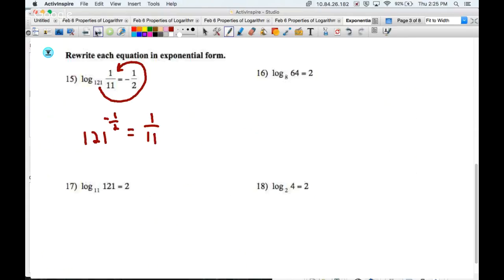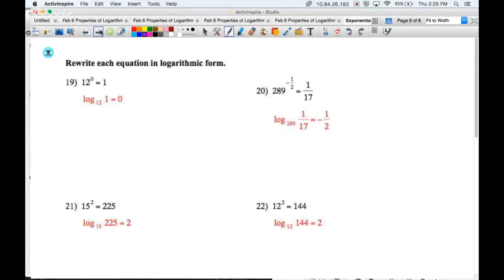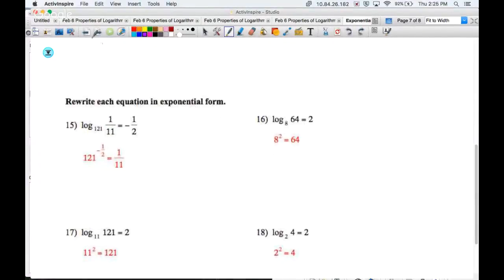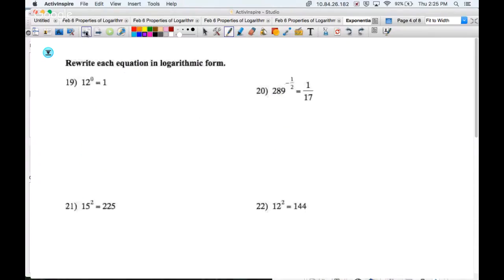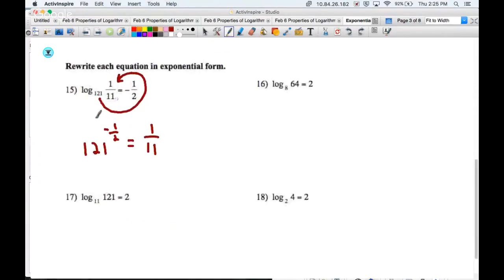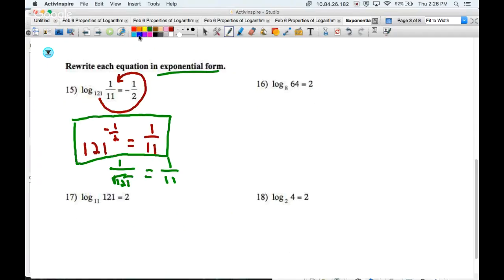This could be simplified further. Let me see if my answer key simplifies this further. No, it just leaves it like that. So just leave it in that form. Let me show that simplified further. This would be the same as 1 over the square root of 121 equals 1 over 11, and then we see why they are equivalent. But when we want exponential form, that's what we're after. That's exponential form. It has an exponent still.